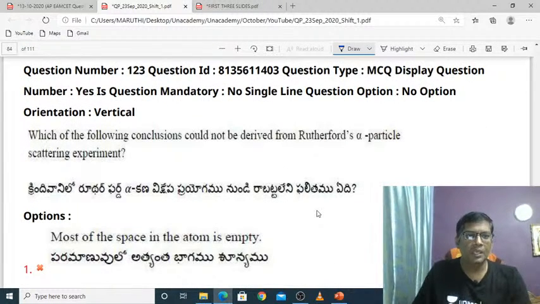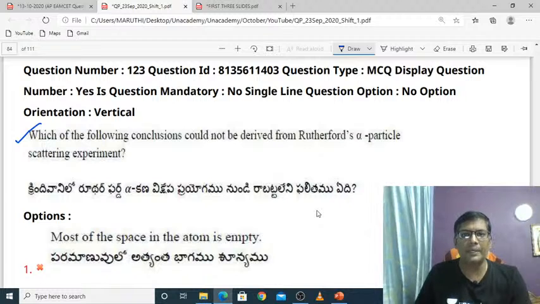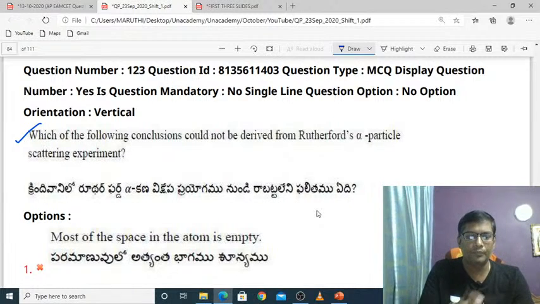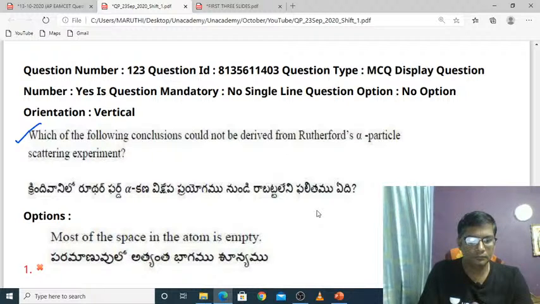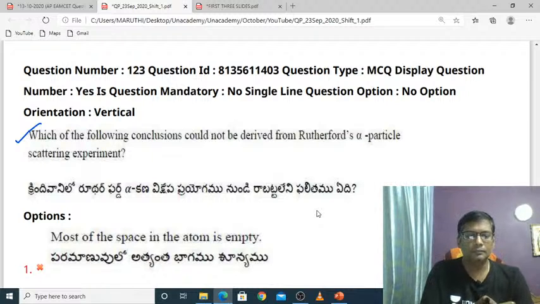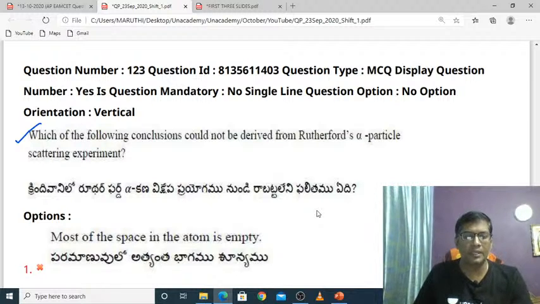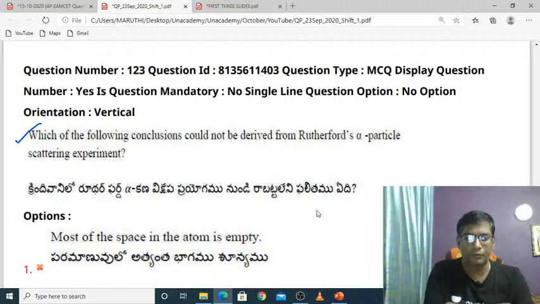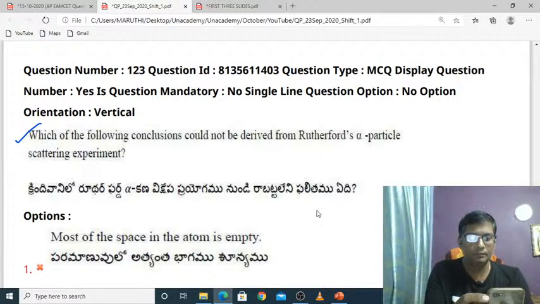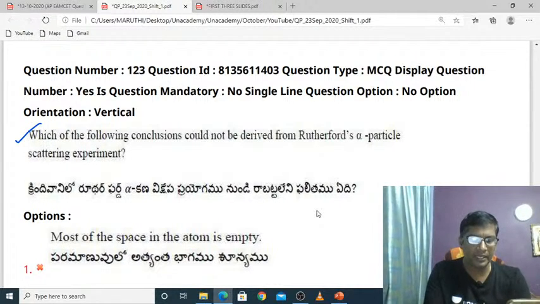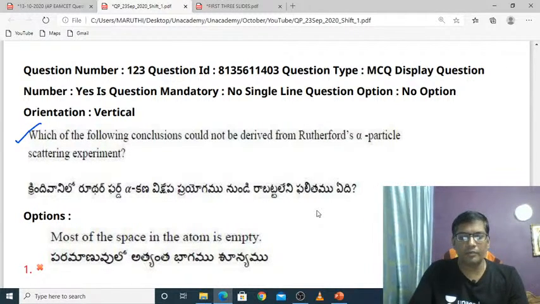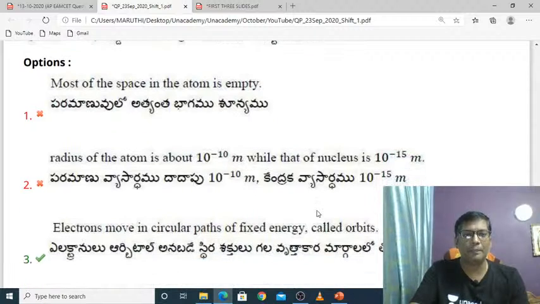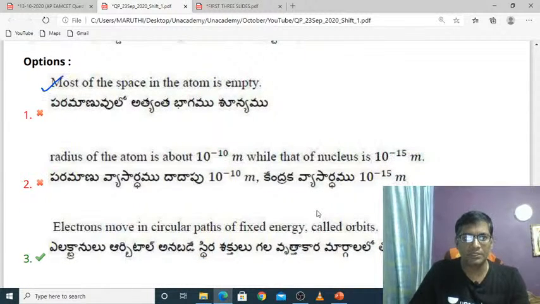123 it is. Which of the following conditions could not be derived from Rutherford's alpha particle experiment? If you know the postulates of Rutherford experiment, you will get the answer. See, what is the correct one? The first one is, most of the space in the atom is empty. Yes, it is the postulate. The correct one.